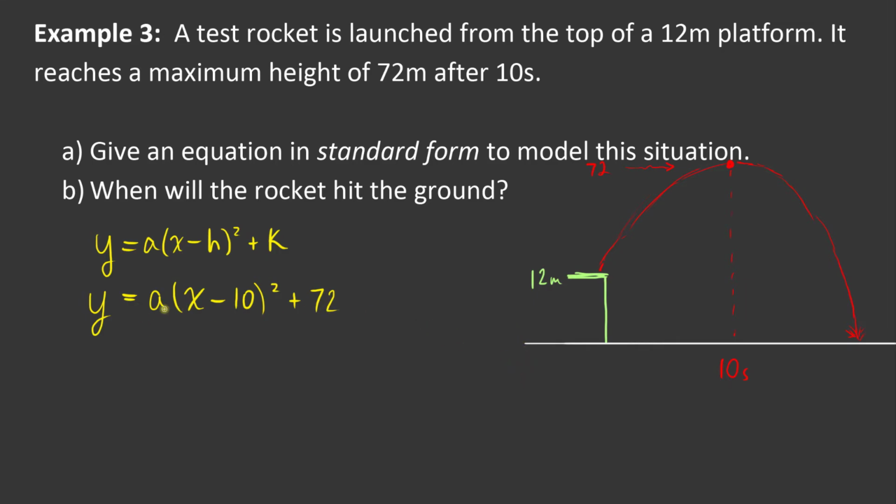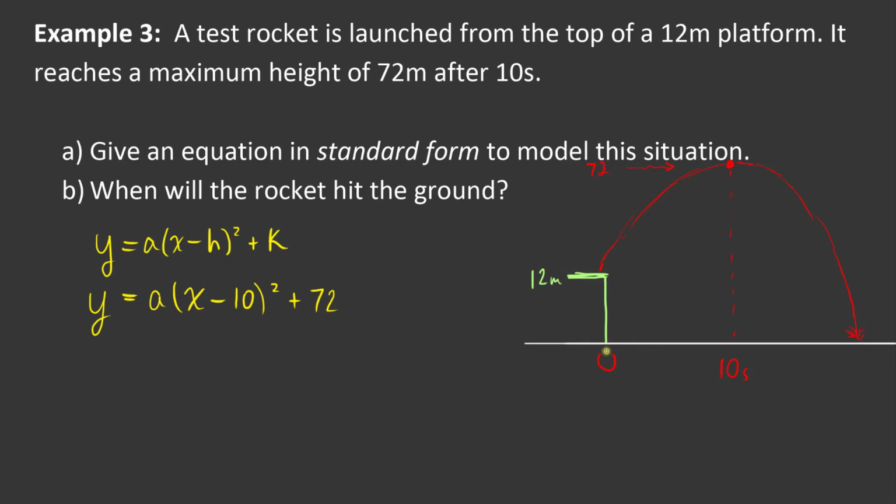Now I need to find the a value. Again, that's what we're always looking for, is the a value. I need another point to plug in here. And it's not blatantly obvious what that other point is. I know I have some 12 here. When would the 12 occur?